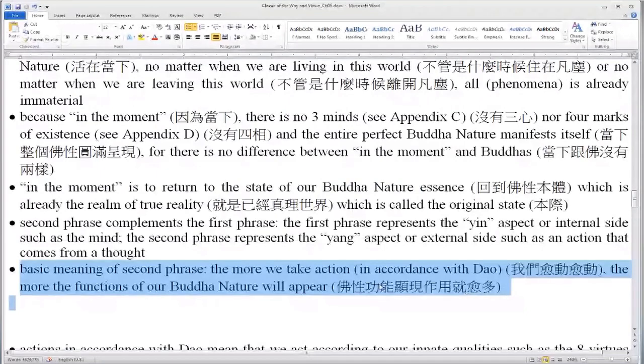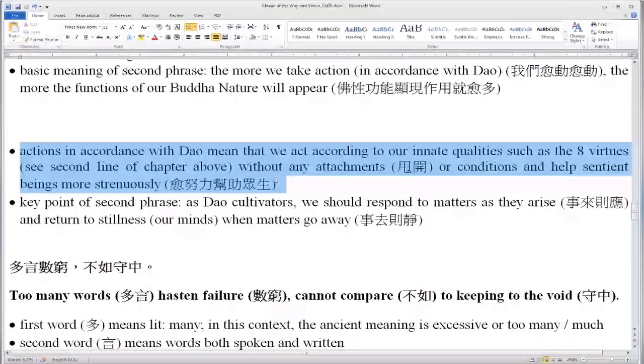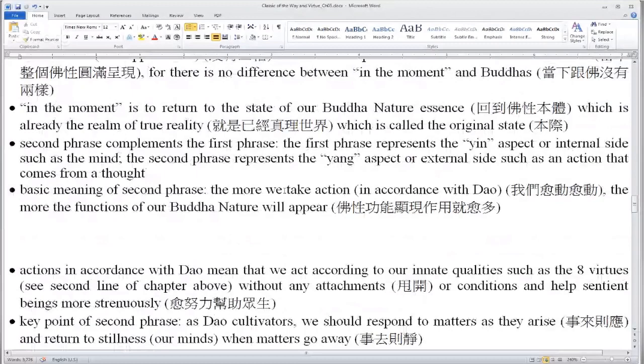So the basic meaning of the second phrase: the more action we take in accordance with the Tao, the more the functions will appear. Remember the marvelous thing about the Tao: even though the Buddha nature, even the essence, appears to be empty, formless, intangible, it has infinite function and capabilities. Actions in accordance with the Tao means we act according to our innate qualities, such as the 8 virtues, without any attachments, 随缘, or conditions, and help sentient beings more strenuously. So that's why it's important that we are in the moment with our Buddha nature, 率性, in accordance with our Buddha nature.